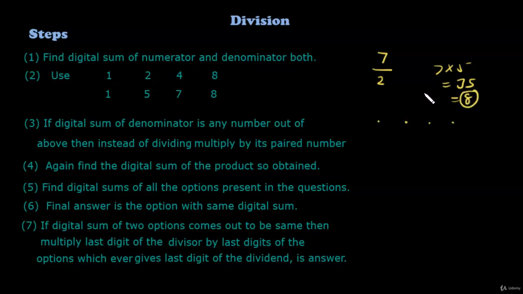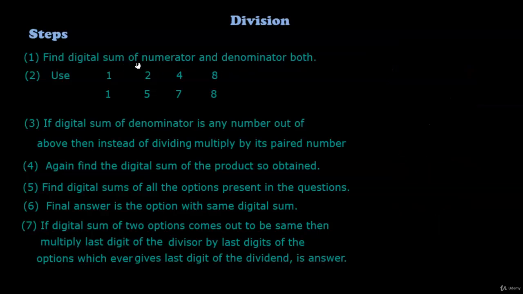So in case of division, instead of dividing 7 by 2, we will multiply the numerator by the paired number from this table. So we have to remember this table: 1, 2, 4, 8 and 1, 5, 7, 8. It's very easy to remember. 1, 2, 4, 8: the 1 and 8 are the same, and 5, and this is 7. So very easy to remember.